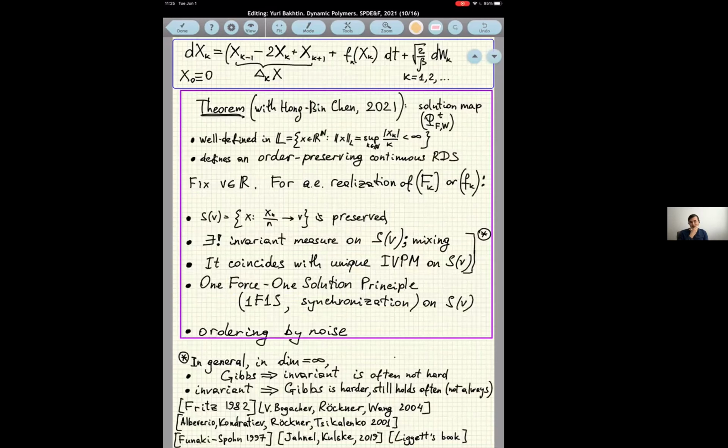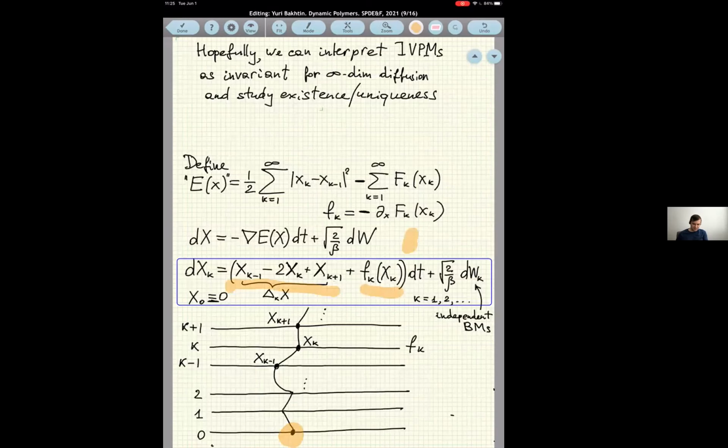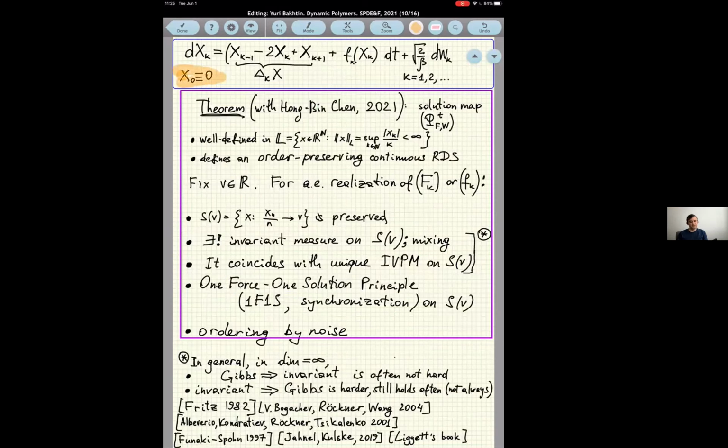So this is the main result. On top, you see the same equation. There's nothing new, I just copied it there. Maybe I forgot to say, you fix the endpoint. This is the endpoint that doesn't move anywhere. So you pin the infinite polymer at 0, and that corresponds to this zero initial condition. And with Hanbin, we proved the following. This is a collection of results. Not every result from the paper made it to this statement.